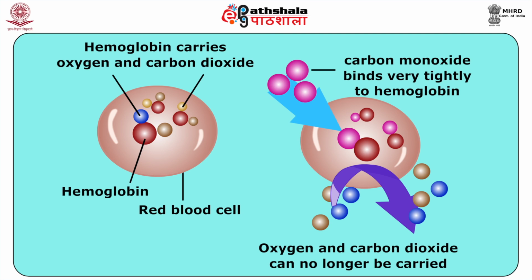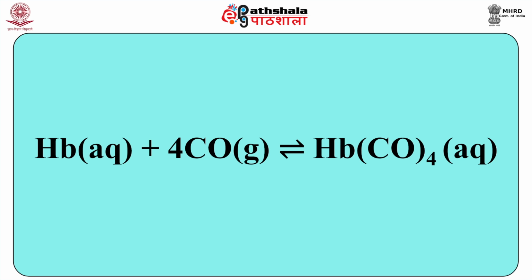So, we have described this aspect in the figure, where you can clearly see how on the left hand side of the diagram, hemoglobin is carrying oxygen and carbon dioxide, whereas on the right hand side, when there is carbon monoxide present in excess, hemoglobin binds to it very tightly, and as a result the oxygen and carbon dioxide can no longer be carried. The binding of carbon monoxide with hemoglobin is shown in the following equation. You can see how Hb plus 4CO combine to form HbCO4.